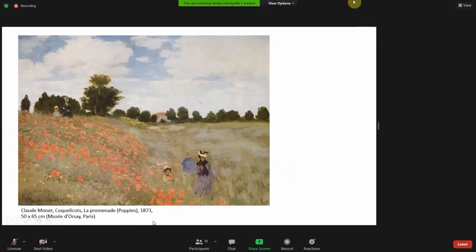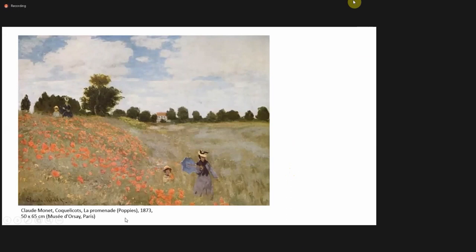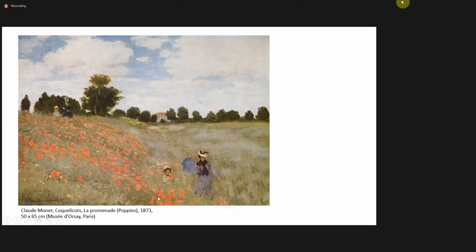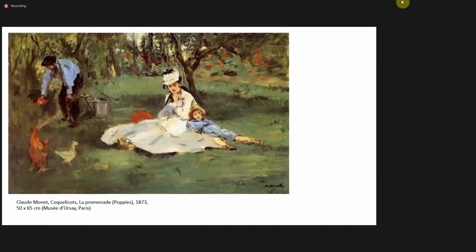This is another painting by Claude Monet, Poppies. You can see the light, and these are just patches of paint to represent the poppy flowers. Just look at the paintings and you will get the idea of how it is different from the realism of the previous time. See this one? No outlines, no very defined images, but you get the feeling.